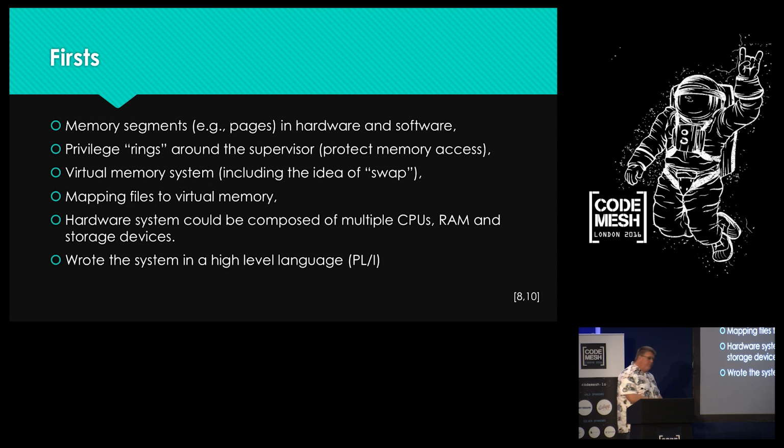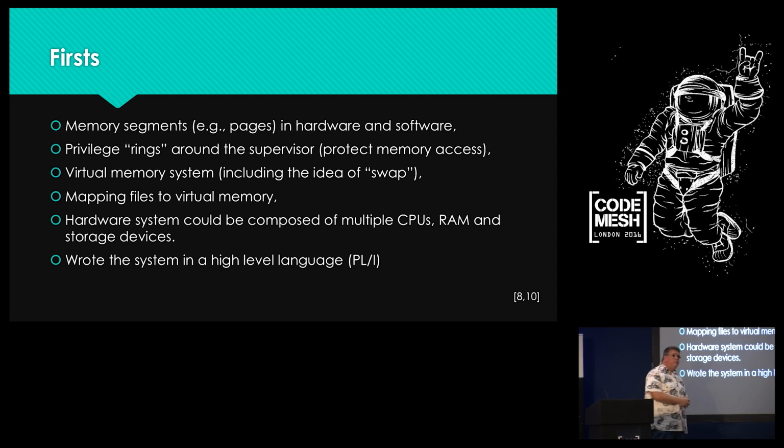Here are some firsts that Multics did in the system. It was the first one to use memory segments and pages, so maybe you're familiar with the idea of pages. They had privilege rings around the kernel, so there were different privilege levels, and as you moved up in privilege levels, you got more memory access. This was a means to protect programs from malicious users and also from errors in the kernel code. The virtual memory system, including this idea of swap, and mapping files to virtual memory is something that Multics accomplished. And the hardware system could be composed of multiple CPUs, RAM banks, storage devices, and they could be reconfigured online. So you could modify the system online without having to take it down.